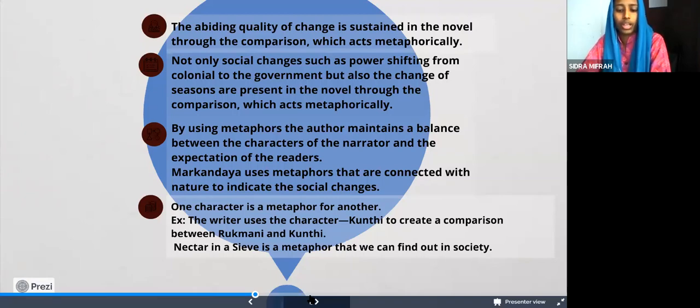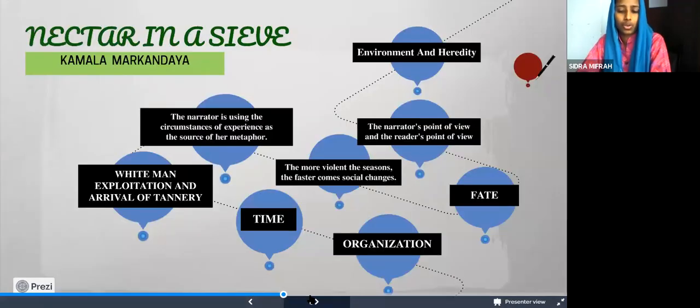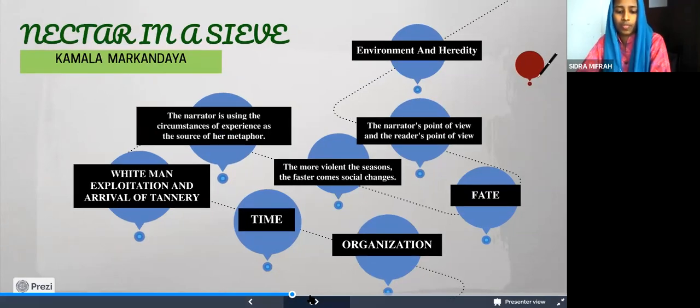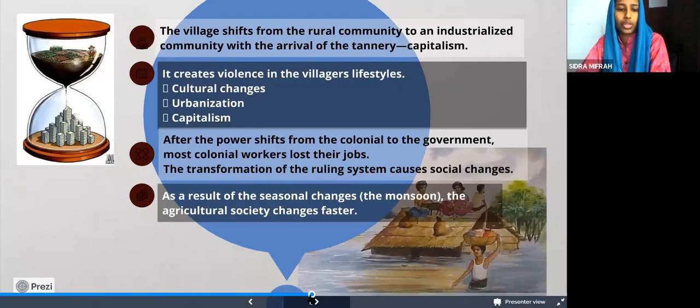And my last topic that I'm going to present is: the more violent the seasons, the faster come social changes. Men arrive to build a tannery and it changes the village. The village shifts from a rural community to an industrialized community with the arrival of the tannery and capitalism. It creates violence in the villagers' lifestyle. First one, cultural changes. Workers from the urban areas corrupt the villagers and introduce new traditions and cultures. Second one, urbanization. Money becomes an important factor.